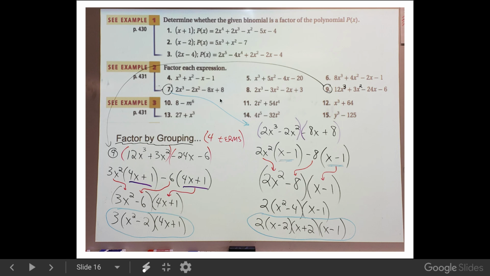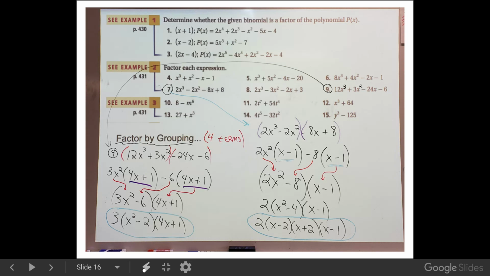So what you do to try factoring by grouping is you rewrite the polynomial, and you group the first two terms and the second two terms. Then you look at the first group and ask, what's the biggest thing I can factor out of each term? In this case, it would be 2x squared. When I factor out a 2x squared from each term, I have an x minus 1 left. Then we look at the second group, the last two terms, and I factor out the biggest thing I can from there.